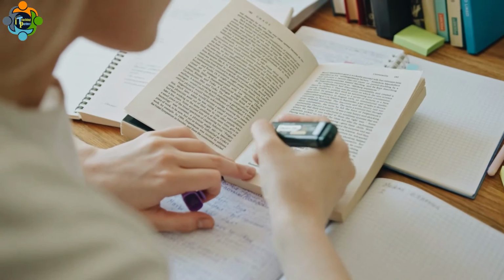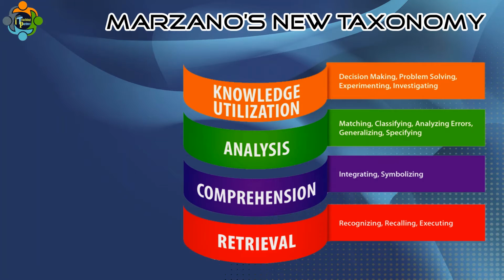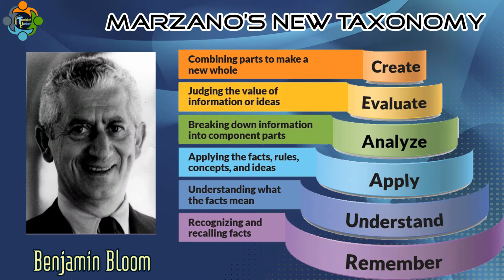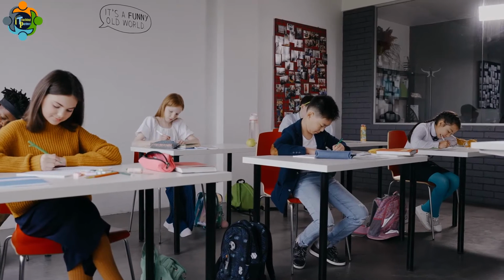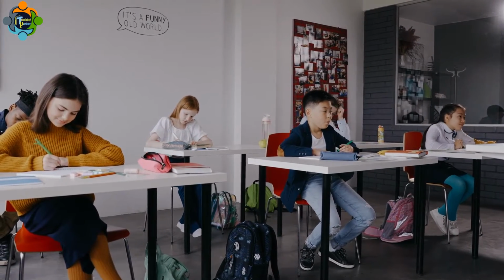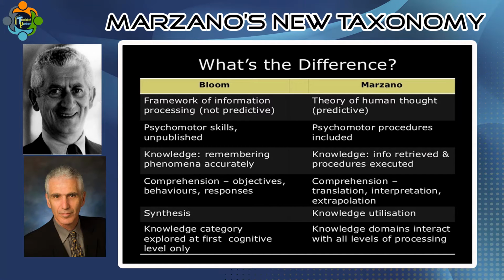Today we have an exciting topic to discuss: Marzano's new taxonomy. Marzano's new taxonomy, developed by educational expert Robert J. Marzano, is a refined version of the original Bloom's taxonomy. It aims to improve instructional practices and enhance student learning outcomes. Unlike Bloom's taxonomy, Marzano's model focuses on both cognitive processes and knowledge dimensions, making it a more comprehensive framework.